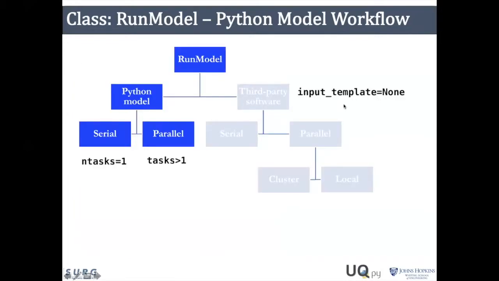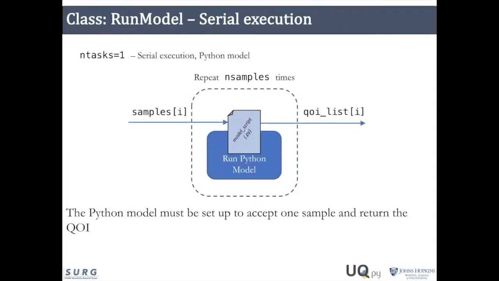At the second level, when the input template is set equal to none, and by selecting n tasks equal to 1, the serial execution of the Python model workflow is triggered. If n tasks is set to a value greater than 1, then the parallel execution is triggered. To run the models in parallel, we use the Python module called concurrent to execute n tasks number of model executions in parallel. This slide shows the structure during serial execution of the Python model.